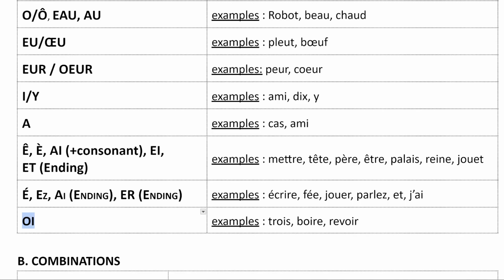Next, this combination over here, it is not oi. Make sure you do not pronounce it as oi. In order to remember this one, I always like to remember the word for three in French, trois, and then you just take off the TR, and then it makes the wa sound. So this is actually a wa sound, like wa.